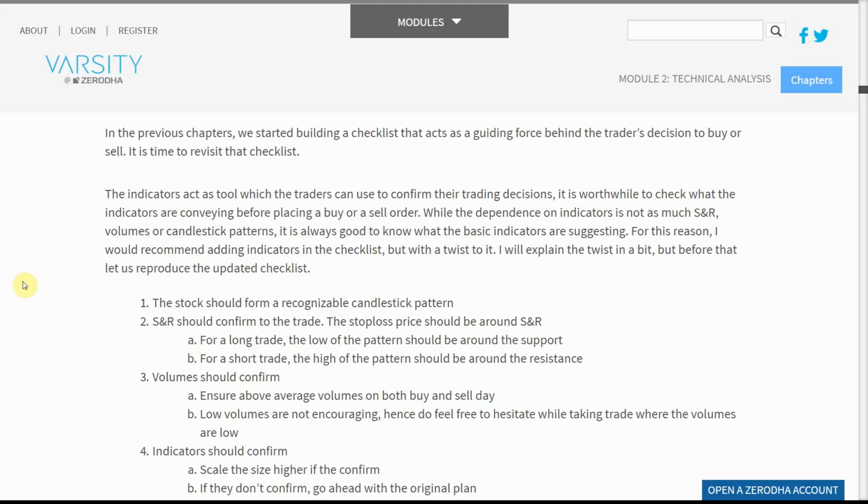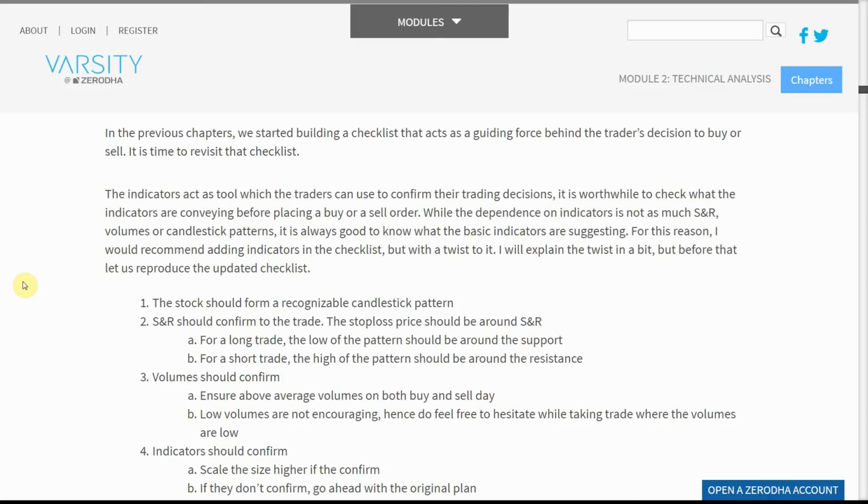For this reason, I would recommend adding indicators in the checklist, but with a twist to it. I will explain the twist in a bit. But before that, let us reproduce the updated checklist. The stock should form a recognizable candlestick pattern.